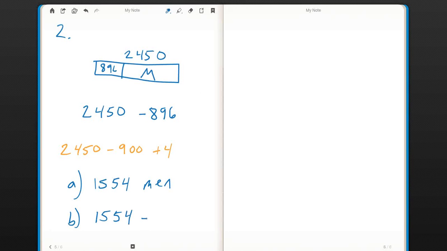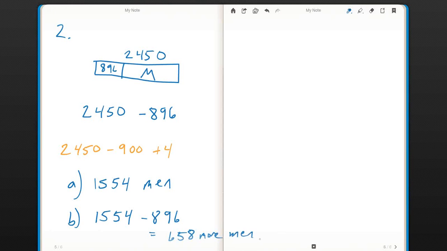Well, the difference between the two is a subtraction problem, and once again, I could subtract 900 and put 4 back. When I subtract 900 from 1,500, I'm at 600, and when I put 4 back, I'll put 658, and so then I would say there's 658 more men than women.